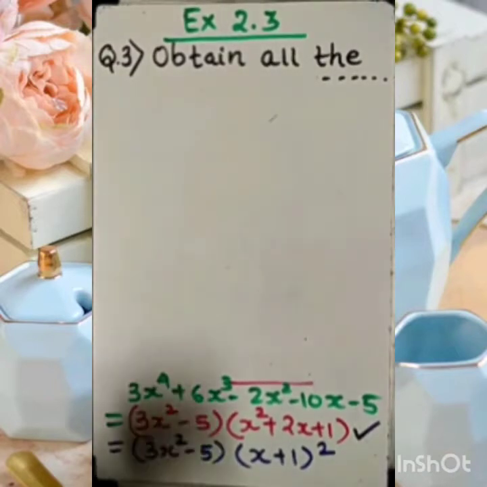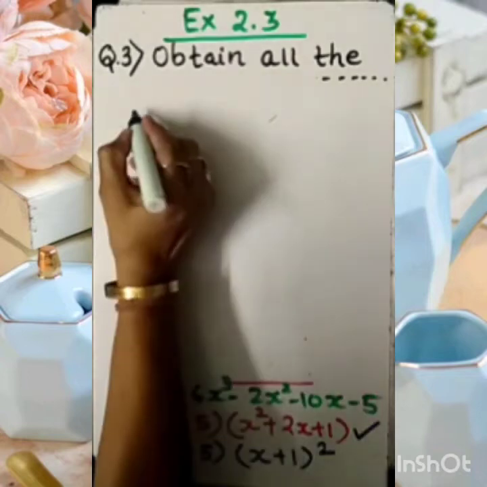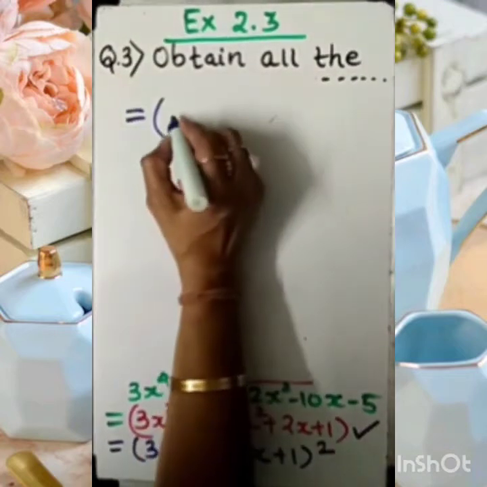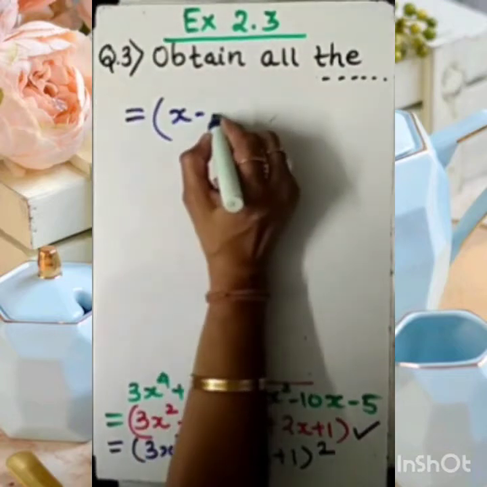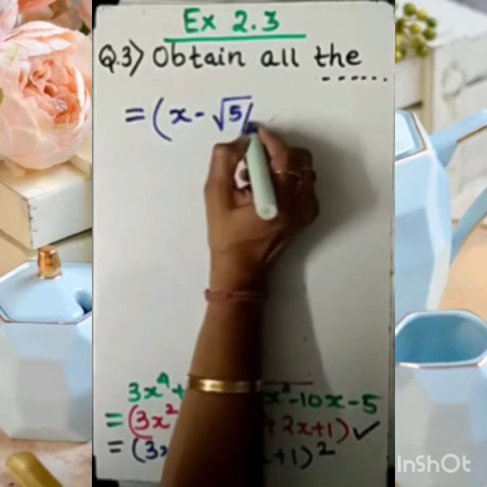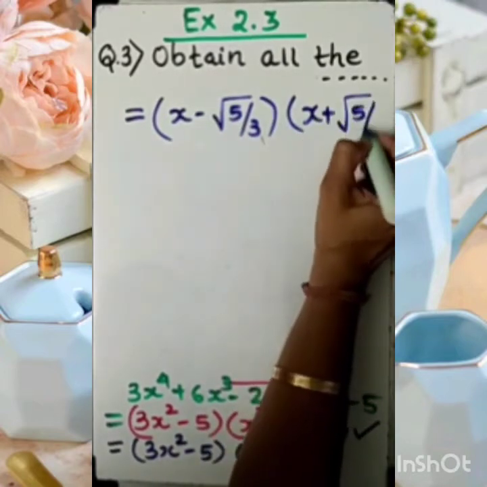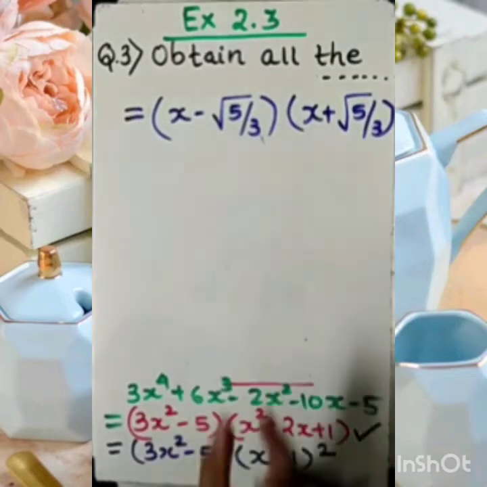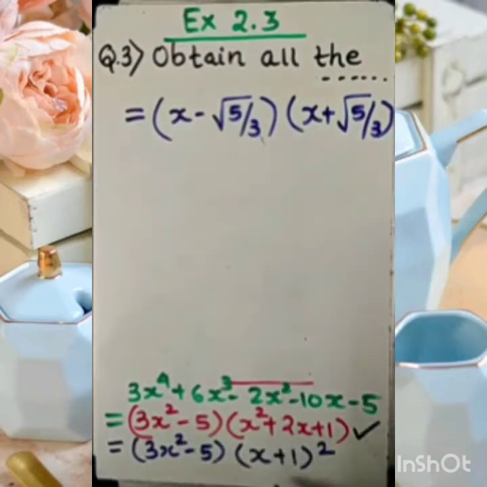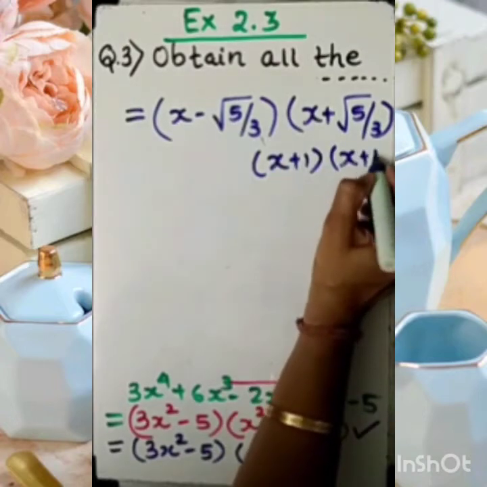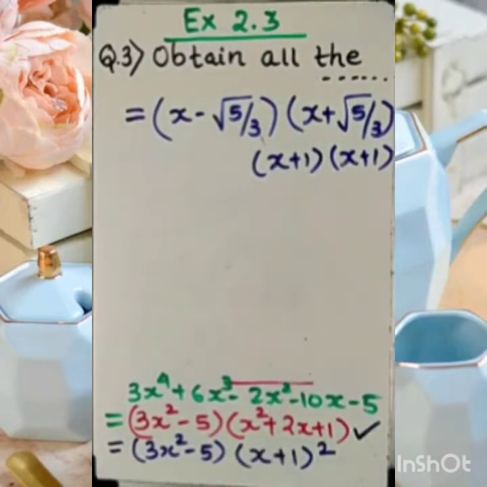So my dear student, the four factors I am mentioning here now. See, 3x square minus 5, for that already we have found in the beginning, that is x minus under root 5 by 3 as the first factor, x plus under root 5 by 3, whose combination we got this, and two more factors x plus 1 and x plus 1 two times. So finally these are the factors of the px.